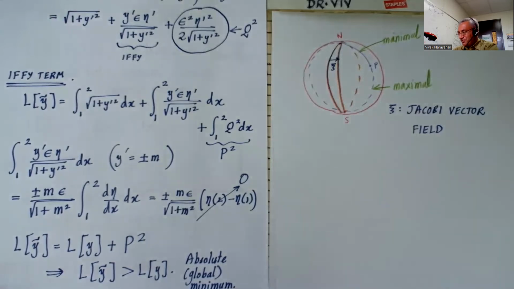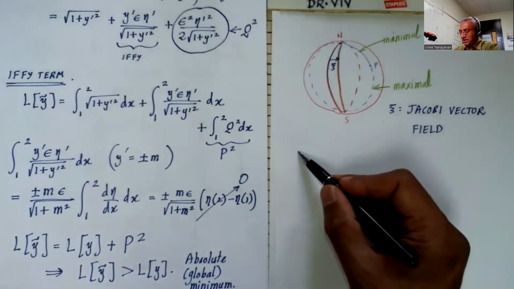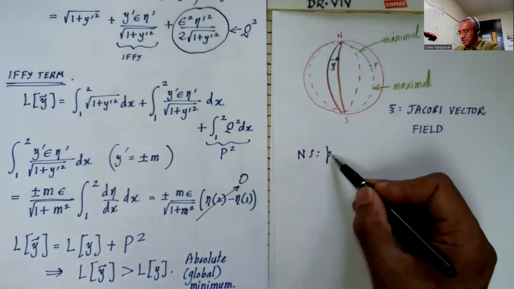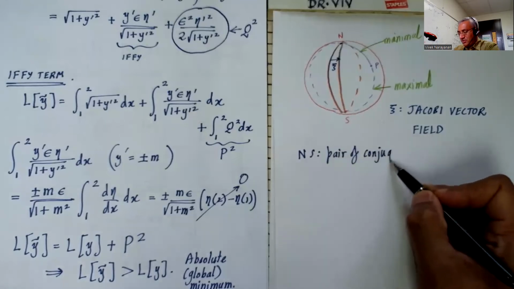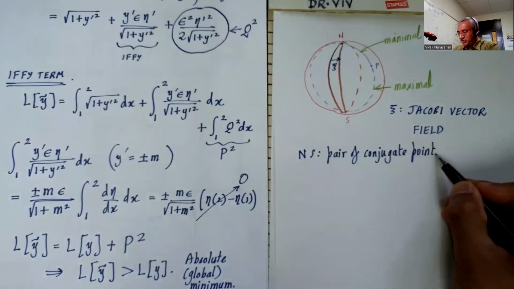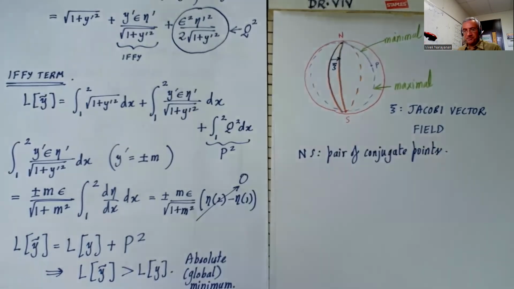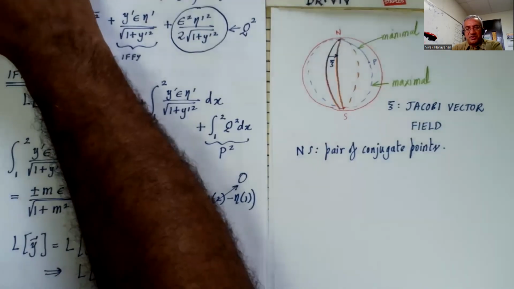I'll just leave that advanced comment for those who want to pursue it. So I'll just say that the North and South Poles are a pair of conjugate points. If you're really interested, just Google conjugate points and you can find out everything about it in differential geometry. Well, that's the end of this problem.